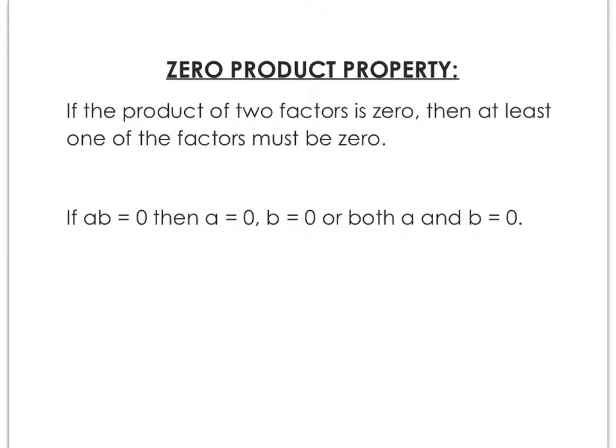Today we're going to look at the zero product property. The zero product property states that if the product of two factors is 0, then at least one of the factors must be 0. So if a times b equals 0, then a equals 0, b equals 0, or both a and b equal 0. We're going to take a look at what this definition looks like in a few examples.